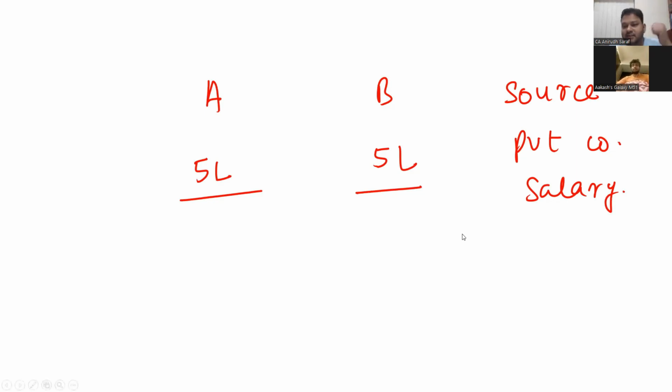So in the first case, the source of income was different. In the second case, the amount was different. In this case, the amount is also the same. The source is also the same. Still, is it possible that they pay different tax? Yes, sir. I think it's possible they can pay different tax.